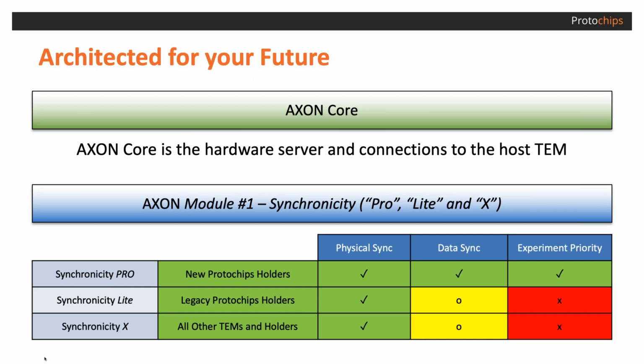And because it's not just reading data, but it's controlling them as well, you'll also be able to do experiment priority. If you have an older legacy holder from us that doesn't have the latest operating system, and for whatever reason you decide you don't want to upgrade it at this point, you can use the Lite version, which will give you the physical synchronization, and it will still do the data sync, but only from the microscope and the imaging detectors. It won't know how to communicate with the older Protochips holder system. So you won't have that full functionality, and of course you won't have experiment priority.